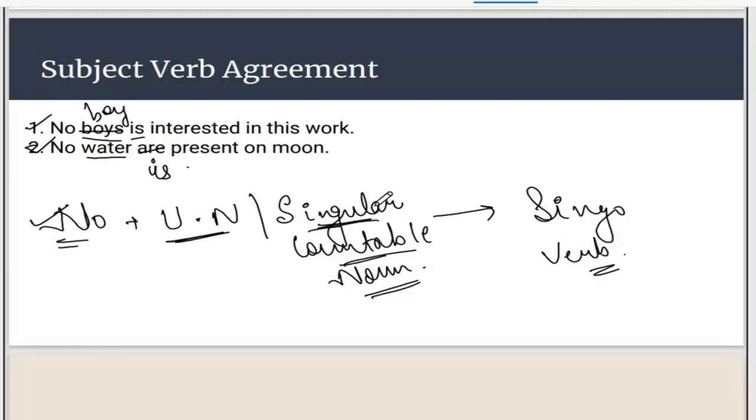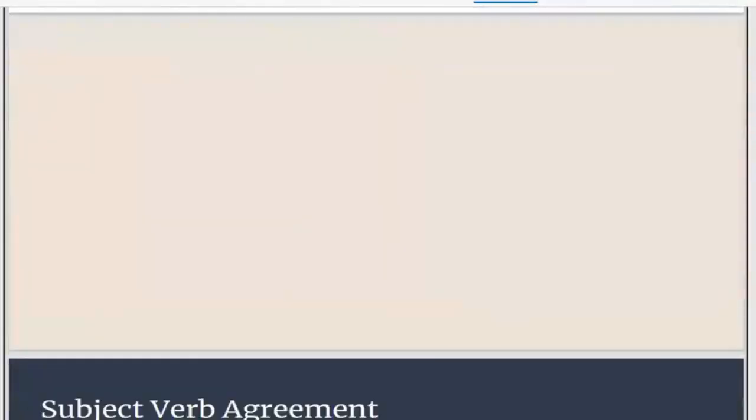Now with this word no, which type of noun can we use? Uncountable and singular countable. Very good. With no we can use an uncountable or singular countable noun, and we can only use a singular verb. So I hope everything is clear to all. We can move forward with the next rule.